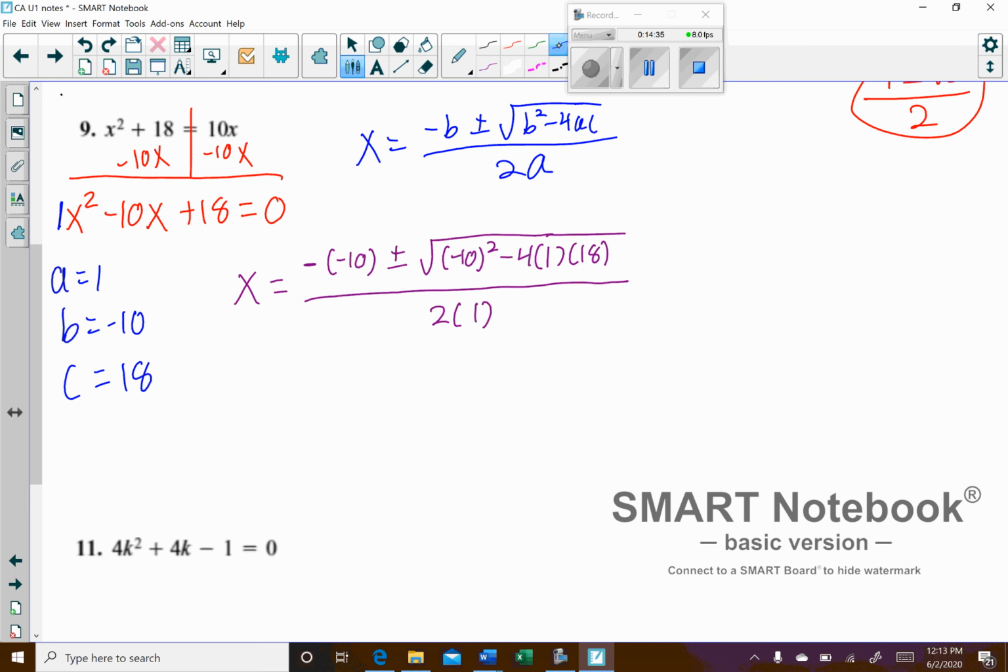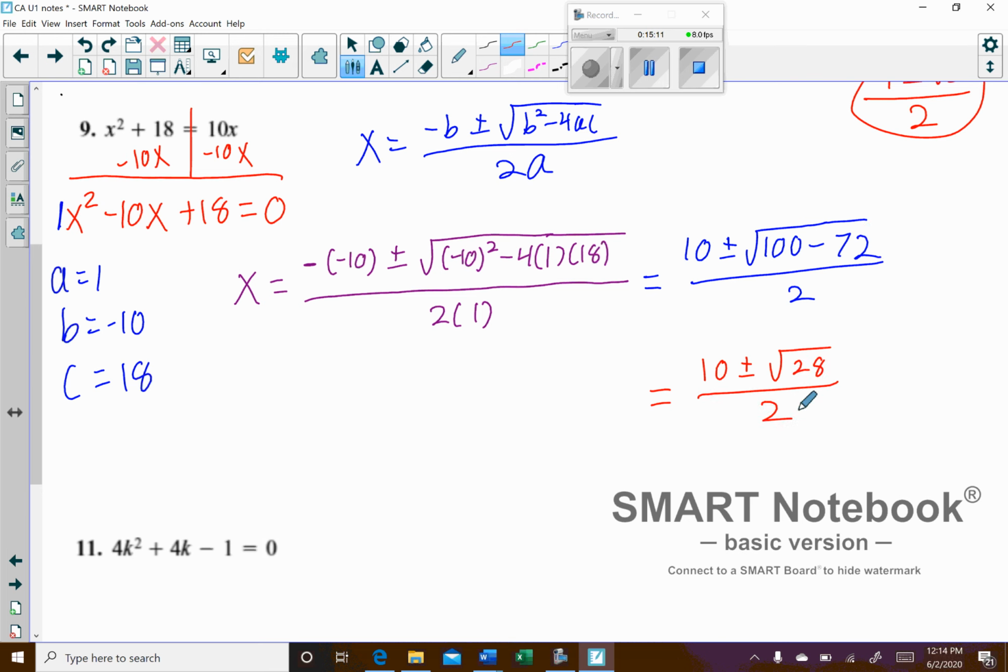Okay, so let's see, negative 10 will become positive 10, plus or minus the square root. Negative 10 squared becomes 100. And then I'm going to get minus, and then let's see, 4 times 1 times 18, was that 72, I think? So 72, and then we'll all divide that by 2 right there. Okay, now let's see, we'll have 10 plus or minus the square root. 100 take away 72 is 28, all divided by 2.